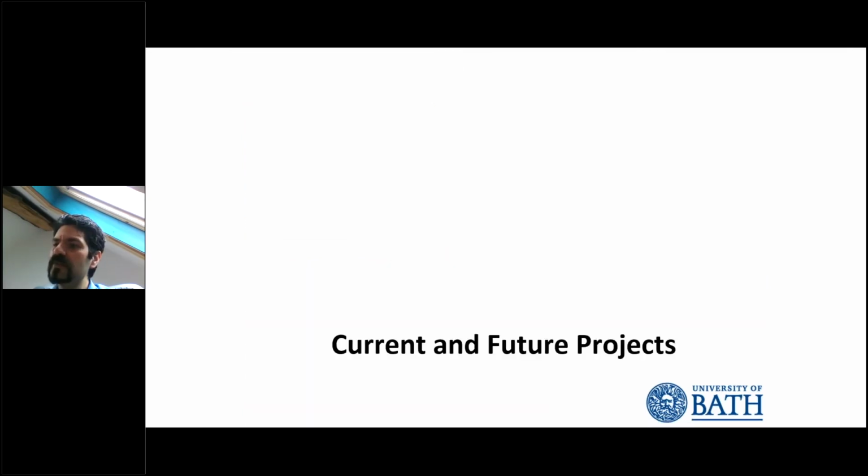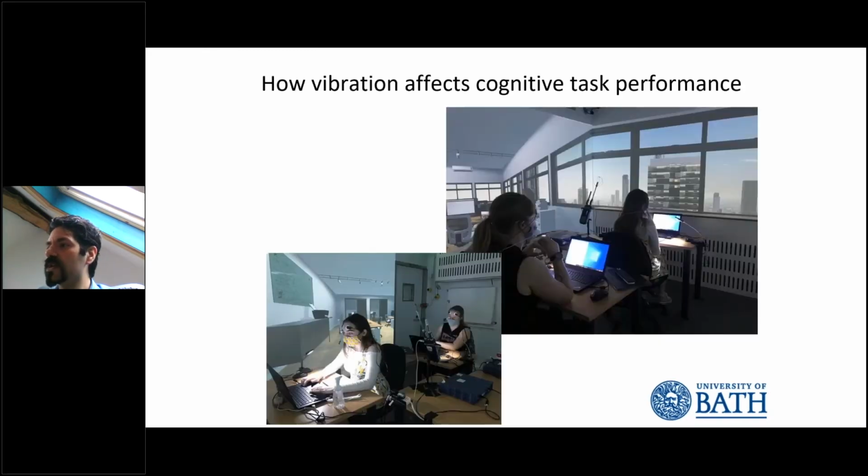So I'm going to highlight some of the current and future projects that we are working on at the moment. The first project is looking into the effects of vibration on work performance, and how work performance is affected under vibratory conditions. The conclusive evidence on how much and under which conditions these effects are higher is still missing.